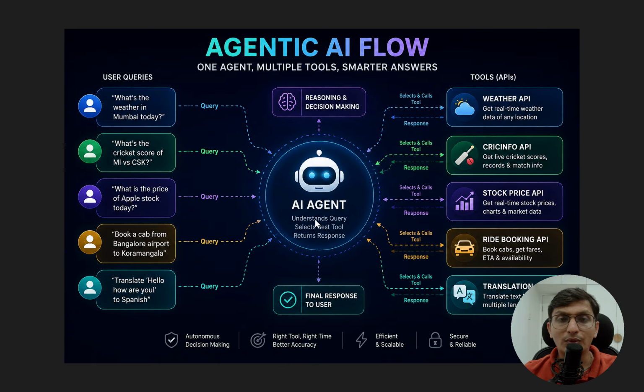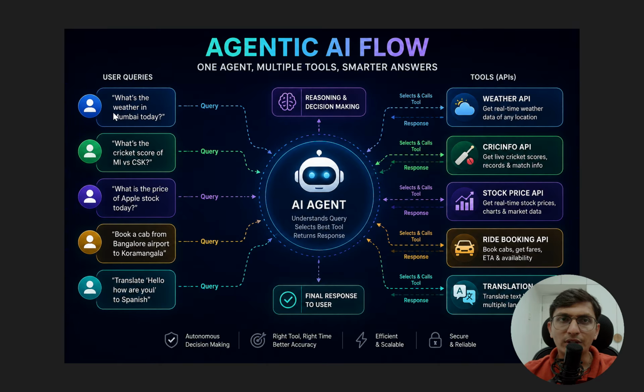So the user will ask a question, the agent will understand that question and make a smart decision about which tool will answer the user's specific question. According to that, the agent will call the corresponding API, get that information and deliver it back to the user. This is what the agentic AI workflow looks like. One single agent can be connected with multiple tools. In our case, we are going to call them action groups.